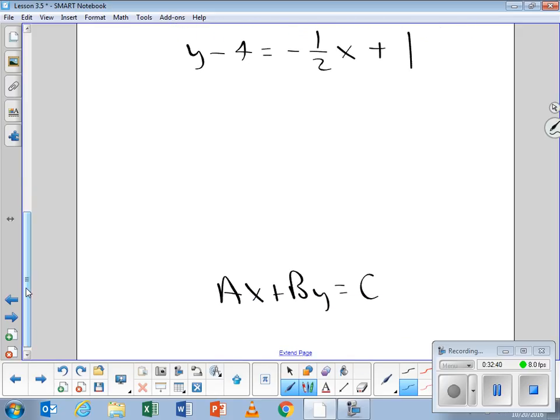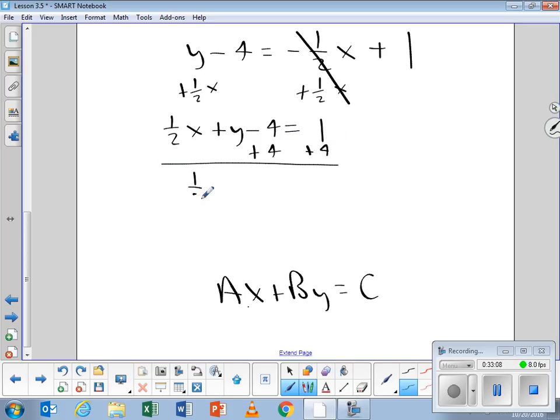Add 1/2 x to both sides. Okay, so I'm going to add a 1/2 x to both sides. And remember it's AX. I'm going to write the x first. 1/2 x plus y minus 4 equals 1, because this cancels out. Then add 4 to both sides. Someone new, Paul. Share the wealth. Add 4 to both sides. And so I get 1/2 x plus y equals 5.